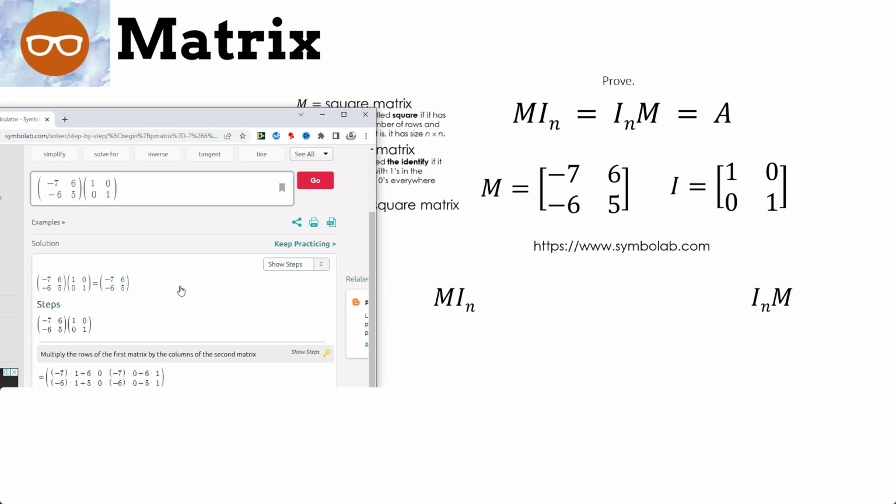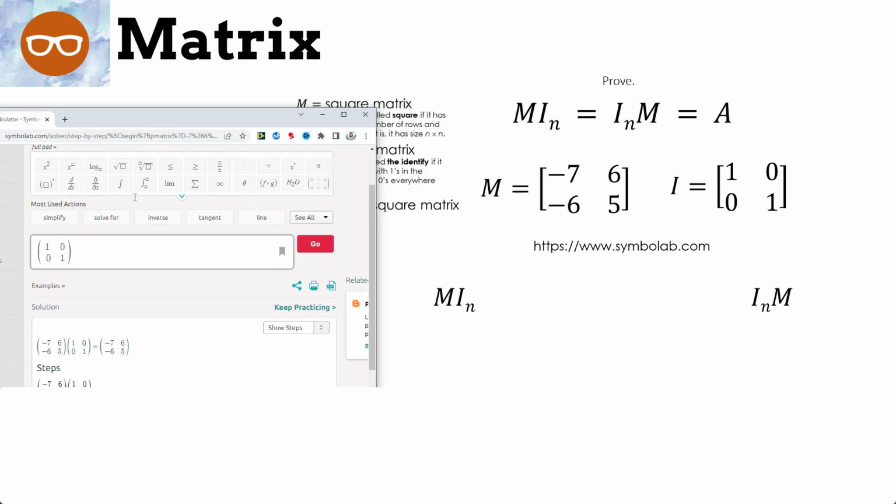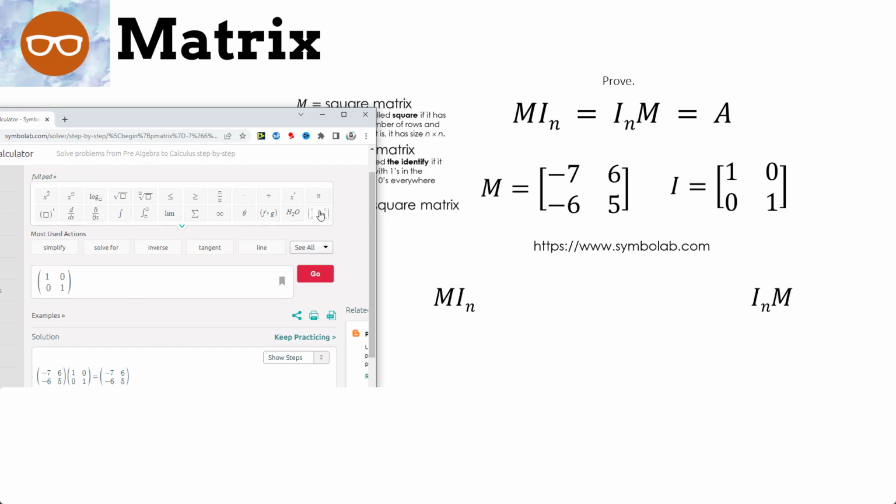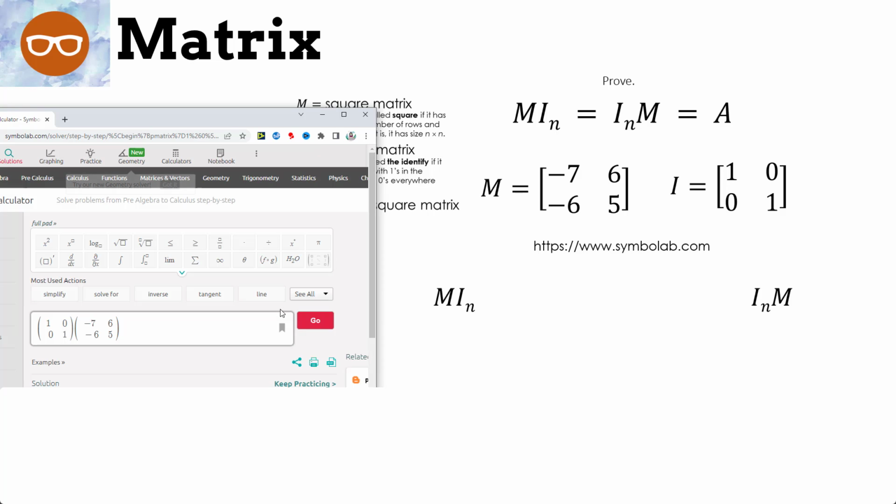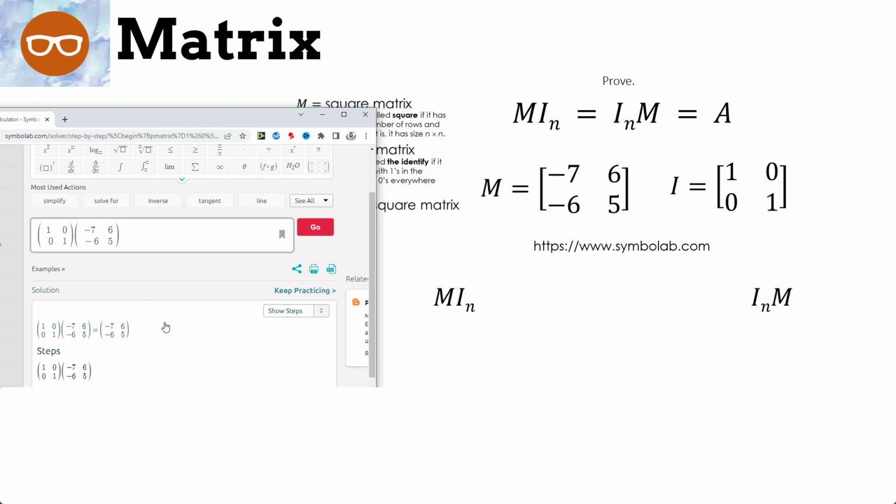Now let's do the identity times matrix M. I'm just going to delete this out because I'm going to take my identity and we're going to go right here. It's a 2 by 2. I'm going to hit go. And when you look at that, we end up back at our original matrix M.